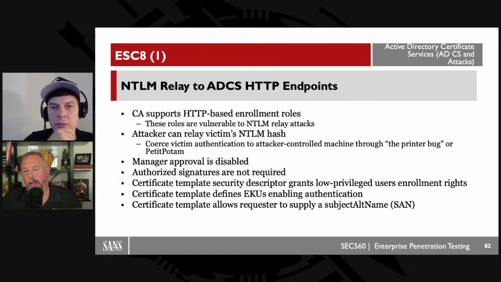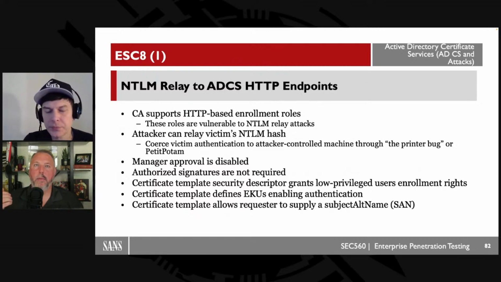All right, we got just a couple left here before we jump into the lab exercise. ESC8, the big thing with this is it allows relay. If you're familiar with the printer bug, very, very similar scenario. Again, approval not required, the signature is not required, enrollment is allowed by any user. It allows authentication here, allows a certificate to supply a subject alternate name, but allows us now to relay. So a user authenticates to us, we essentially pass that through, just like our traditional relay attacks.